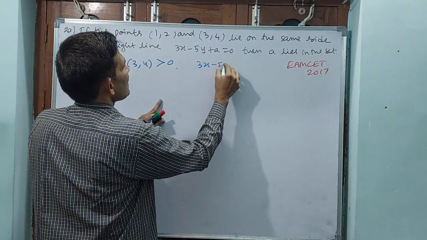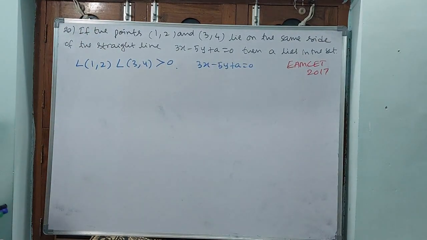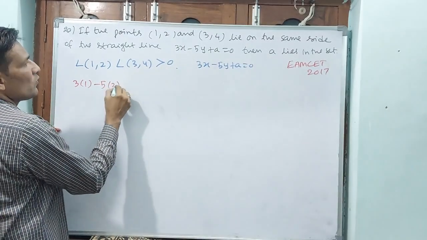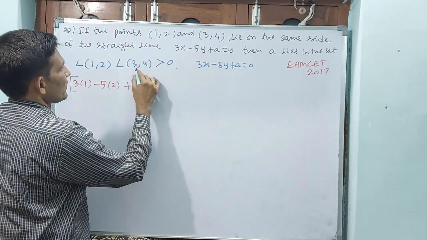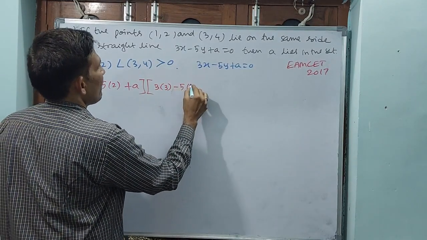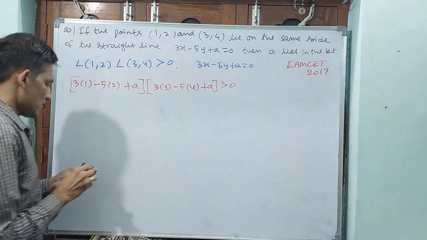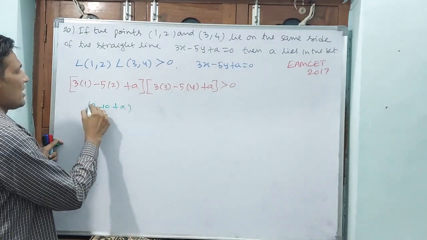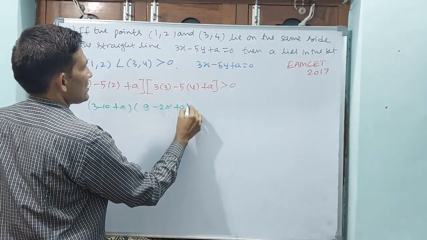You apply this in the equation 3x minus 5y plus a equal to 0. How you are going to apply? Wherever x is there you put 1. You see, 3 into 1 minus 5 into 2 plus a, into (3, 4), 3 into 3 minus 5 into 4 plus a should be greater than 0. So 3 minus 10 plus a, into 9 minus 20 plus a should be greater than 0.